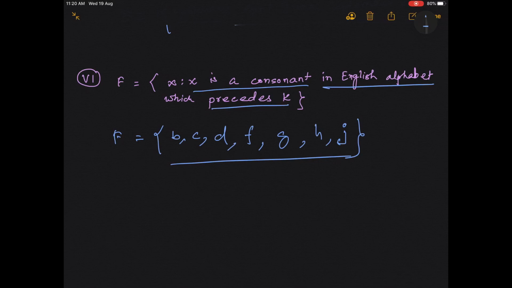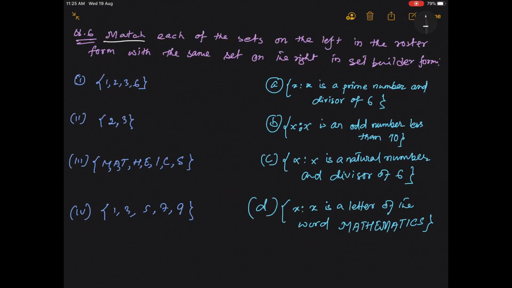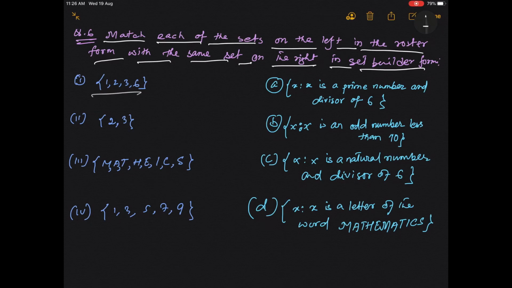Now let's move on to question number 6. Match each of the sets on the left side in roster form with the same set on the right in set builder form. There are some sets on the left side which are in roster form, and on the other side these are in set builder form. Now you see, the first set is 1, 2, 3 and 6.